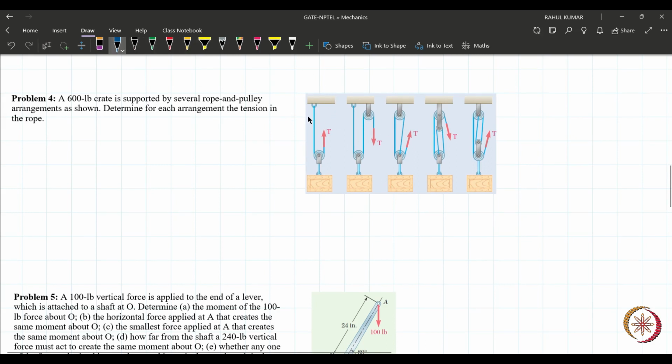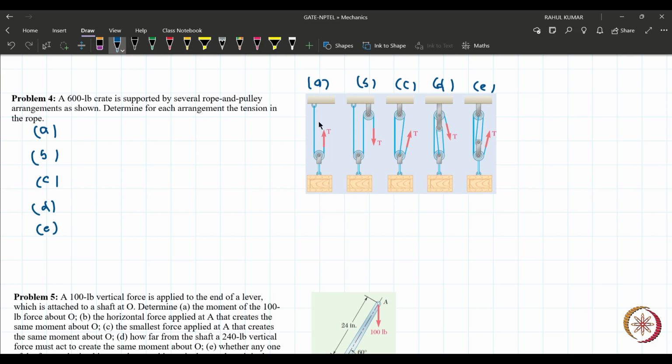There are five situations: A, B, C, D, and E. What is the answer for A? 300. Then B, 300, then C, 200, then 200, then 150. Yes, it's correct. Okay, so what is actually my process?